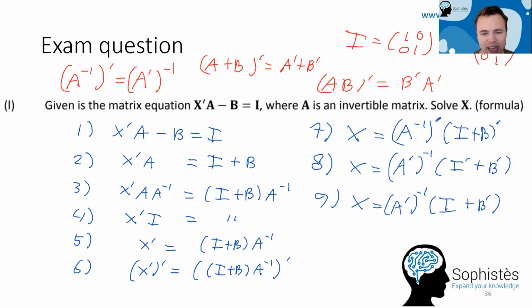If it's plus, you don't have to switch, because with multiplication of matrices, the order does matter, right? A times B is not the same as B times A. But with addition, the order doesn't matter. So my final answer could be I plus B prime, but I could also do B prime plus I prime, because with addition, the order doesn't matter. But with multiplication, it does. Does that answer your question, Anna? So in your final answer, you could also have switched those two. That would be fine. Okay. Any other questions?